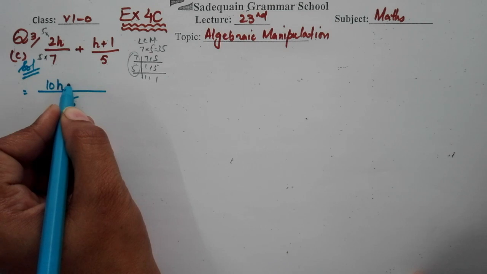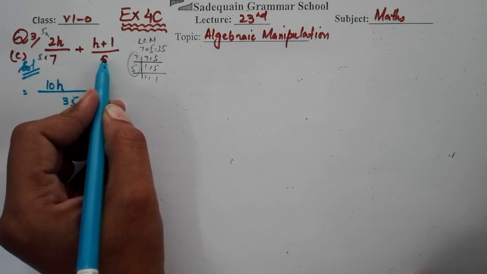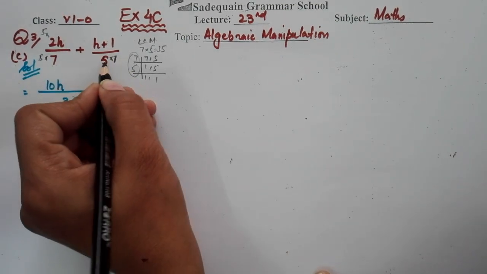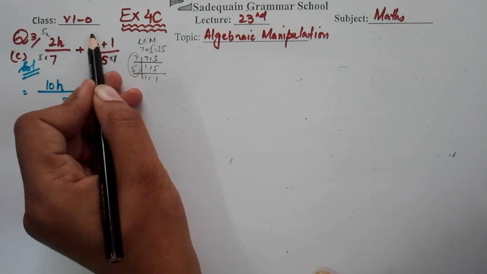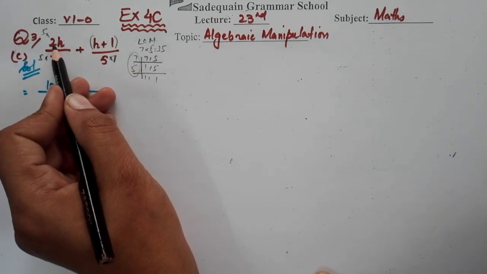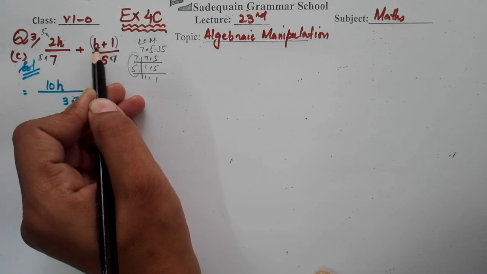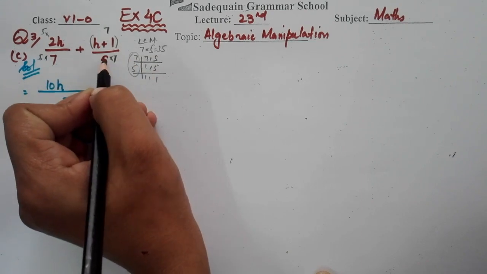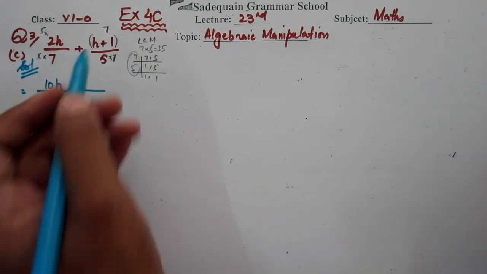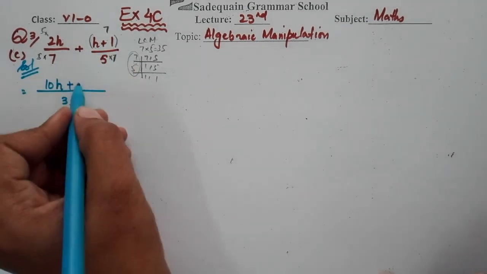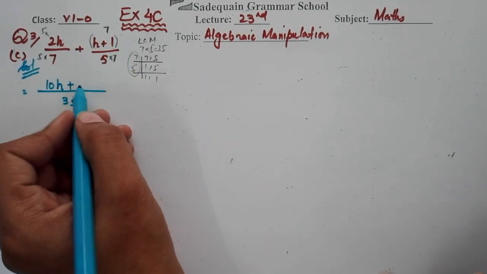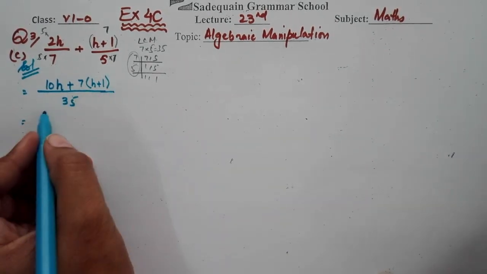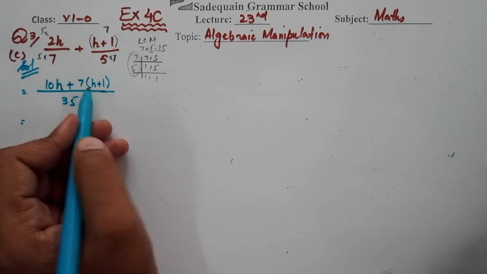Now here is the plus sign. Now what do we have here? 5. We have to make it 35, so we will multiply it with 7. Once we multiply the denominator, we multiply the whole numerator this time. Before, we had only one value. Now here we have two values, h plus 1. So we will multiply the whole of it with 7, the same number we multiplied in the denominator. For your convenience you can write it like 7 into h plus 1. Done. So in the next step you can multiply it.